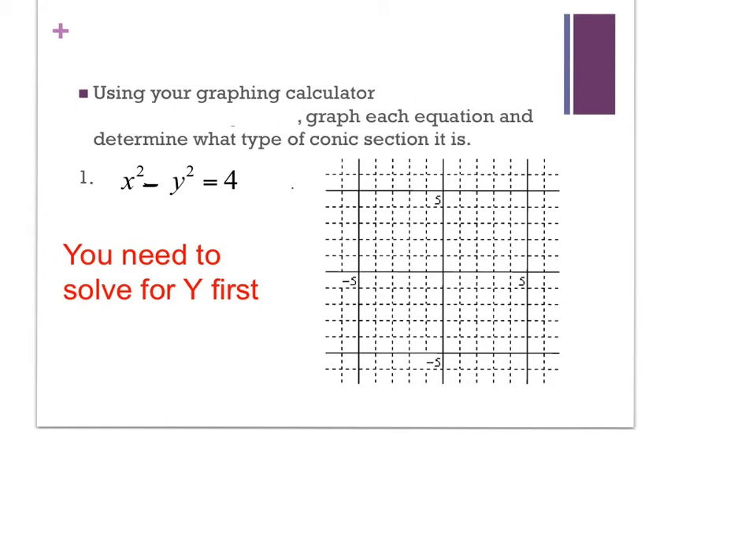Okay, what I'd like for you to do is solve for y, because what we're going to do is graph these on our graphing calculator. But in order to do that, we'd solve for y, plug it in, and it would give us our shape. It'd draw it for us.